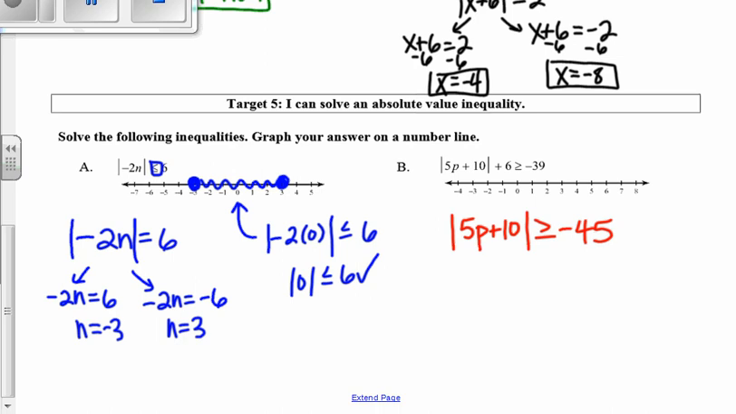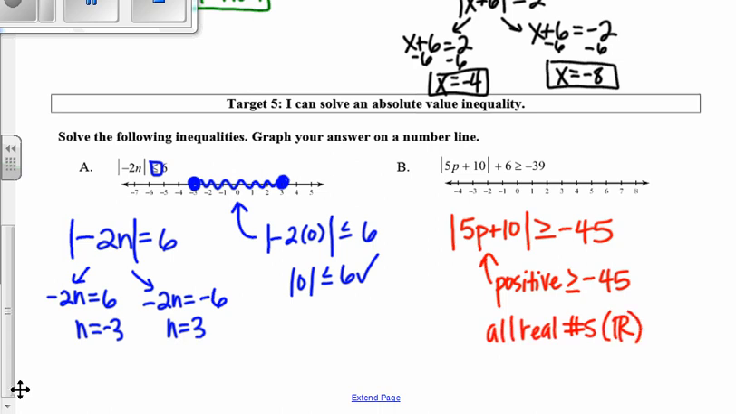So again, with absolute value brackets, you just really have to problem solve and pay attention to what you're doing, because the absolute value is going to be a positive number. So this statement is always going to be true, because anything inside the absolute value is going to be positive, and any positive number is going to be greater than or equal to -45. That's always true. So this answer is going to be all real numbers. And if you wanted to use that symbol, you could. When we go to graph this on a number line, you're just going to shade the whole thing in.